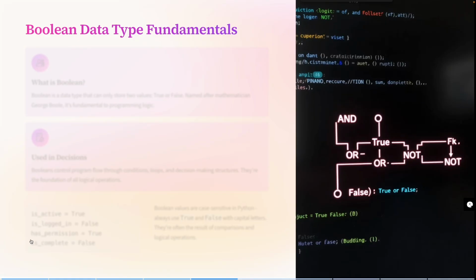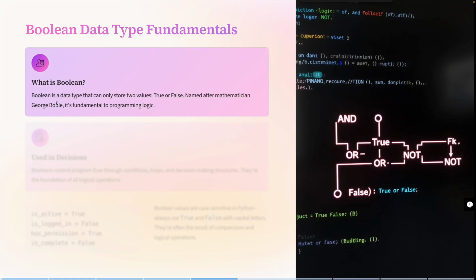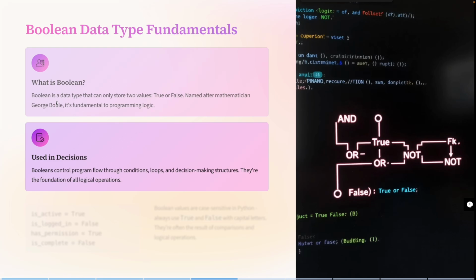Boolean data type fundamentals. What is a Boolean? Boolean is a data type that can only store two values: True or False. Named for mathematician George Boole. It is fundamental to programming logic. Used in decisions. Booleans control program flow through conditions, loops, and decision-making structures. They are the foundation of all logical operations.